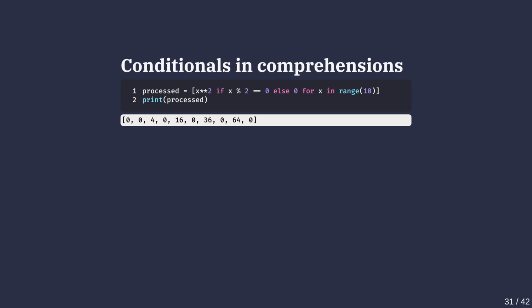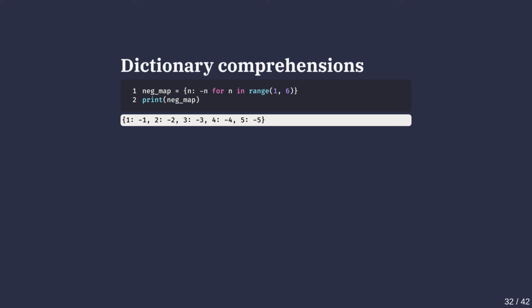We can also apply a condition directly to the output expression. In this code snippet, if the number is even, the result will be its square. Otherwise, it will be 0. This lets us define what happens in both cases.